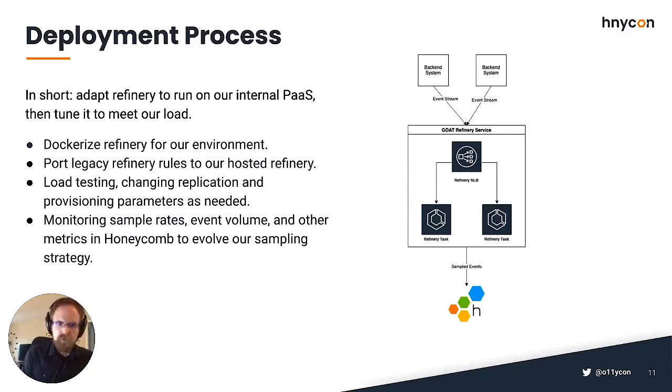And then finally, post that process, so having everything in production running through Refinery, we monitored sample rates, event volume, and other metrics, both in Honeycomb and in our own infrastructure, to just evolve our sampling strategy. So an example of this might be looking at the sample rate in usage mode and making sure that it's reasonable. Like, if we're sampling at 100% of requests going to Honeycomb, and we're sending a ton of volume through Refinery to get there, that's not good. That's essentially us not sampling at all, and that has cost considerations.